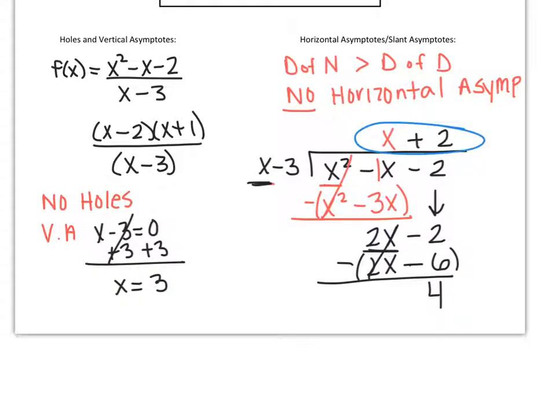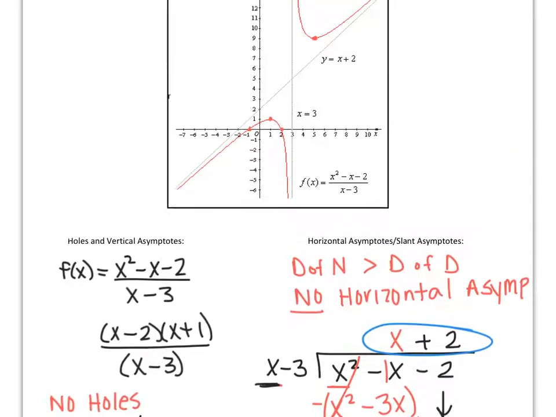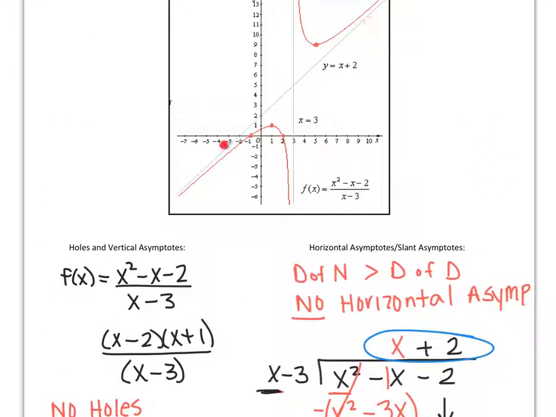So this is the slant, but we have to write it in an equation form. So the slant asymptote is the line y equals x plus 2. And now let's just double check with our picture. This is definitely the line y equals x plus 2. All right, let's move on to the back.